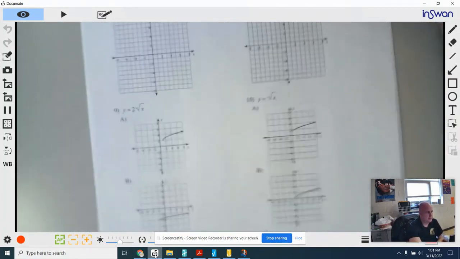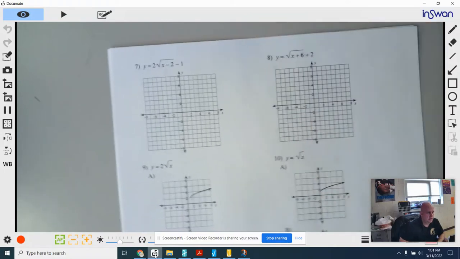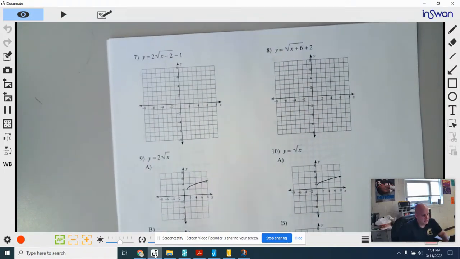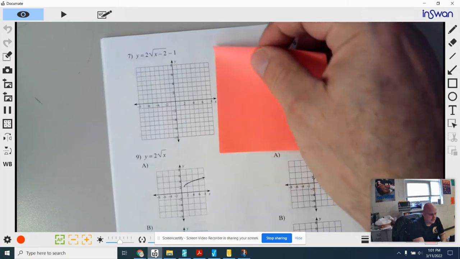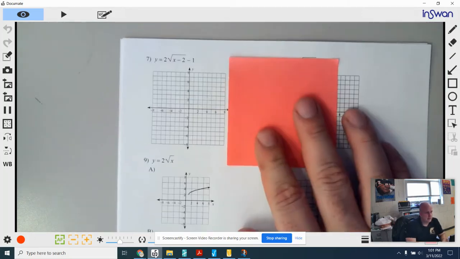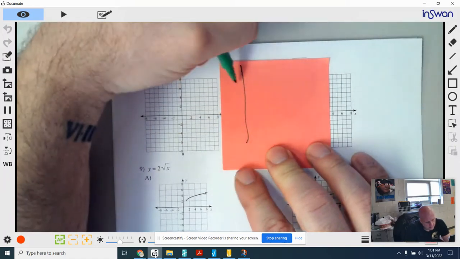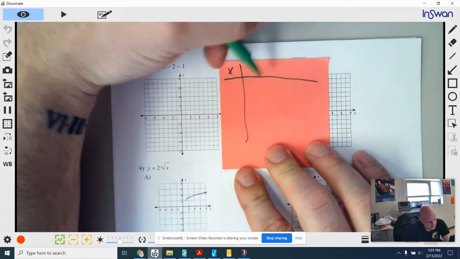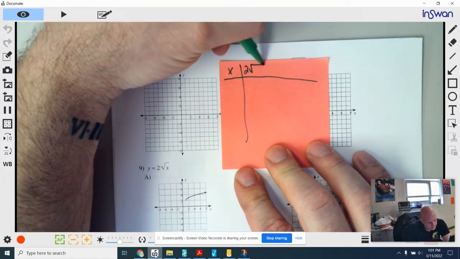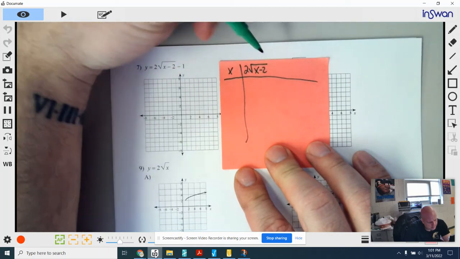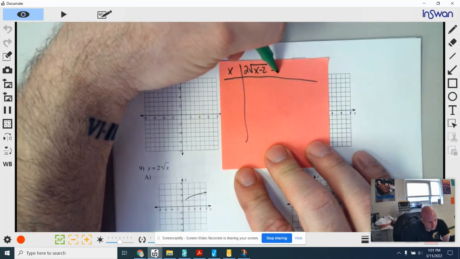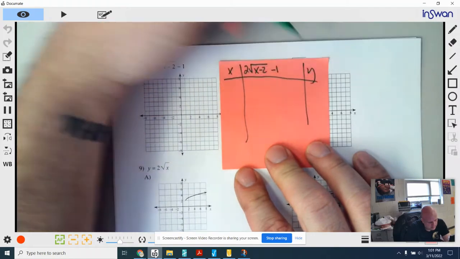Okay, so the next page is really going to put things kind of together here. This one's really a lot more complicated because we got numbers inside, we got numbers outside. But honestly, it's just doing some XY tables. That's it. Okay, so x. And then our equation is 2 times the square root of x minus 2, all that's underneath, and then take away 1 to get our y value.